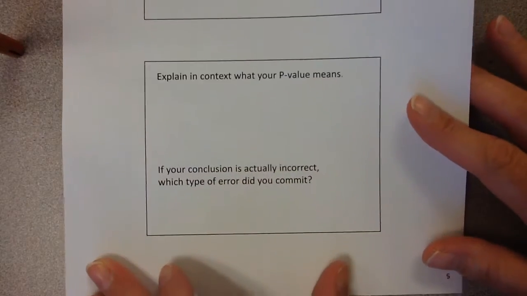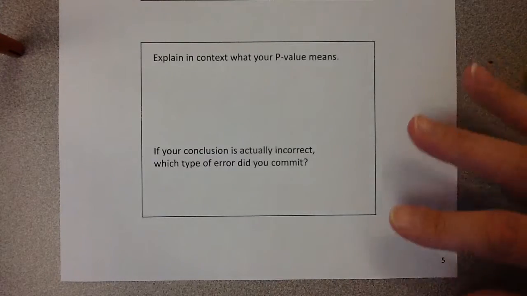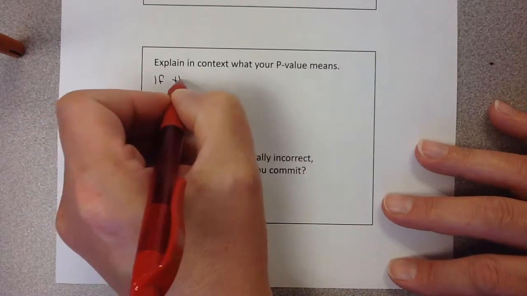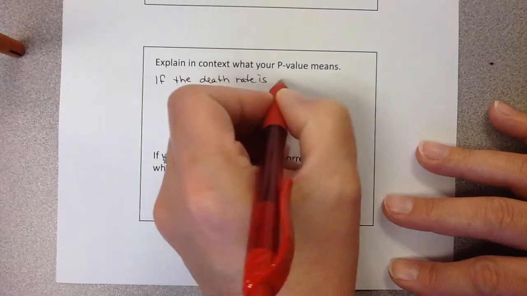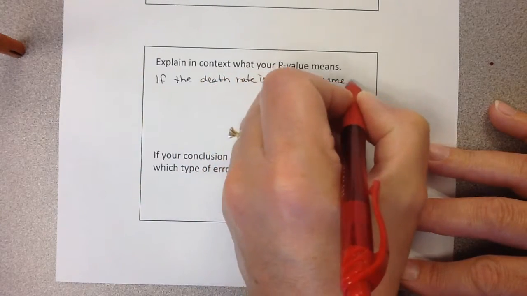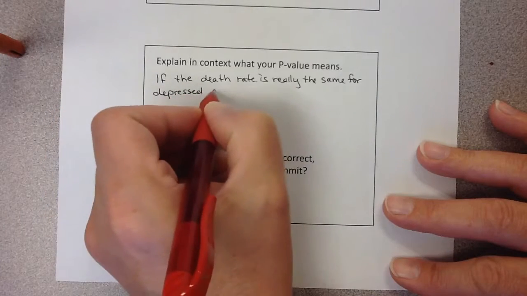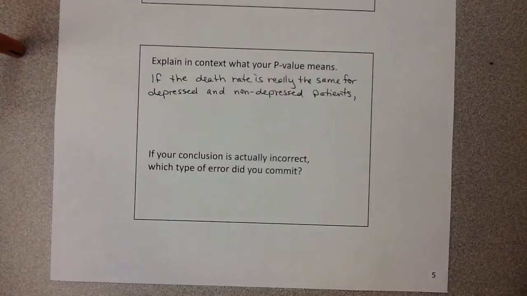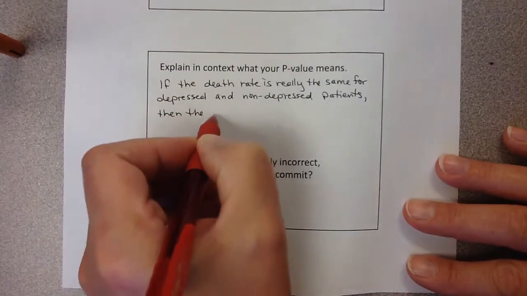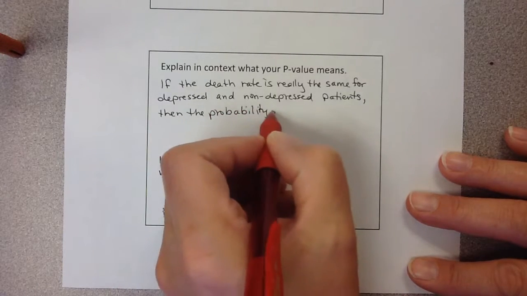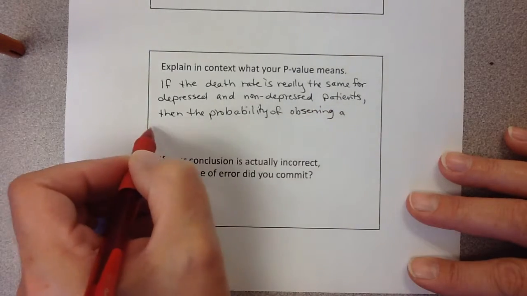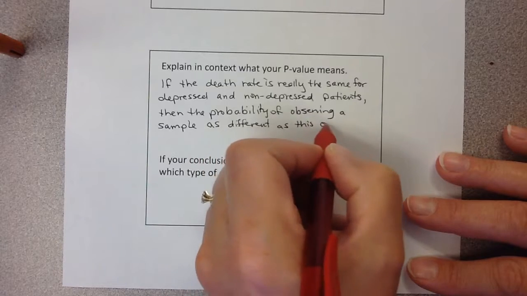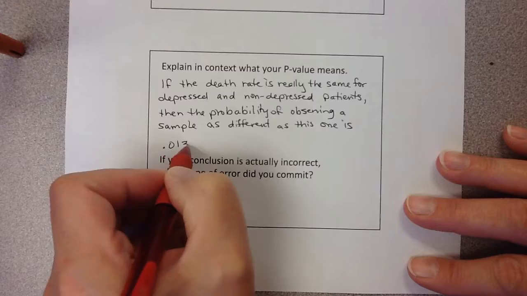Okay, to follow it up, just to make some connections to some things from chapter 20. Explain in context what your p-value means. So p-value is a conditional probability if the null is really true. So if the death rate is really the same for depressed and non-depressed patients, that's your condition, then the probability of observing a sample as different as this one is 0.013. So very unlikely.